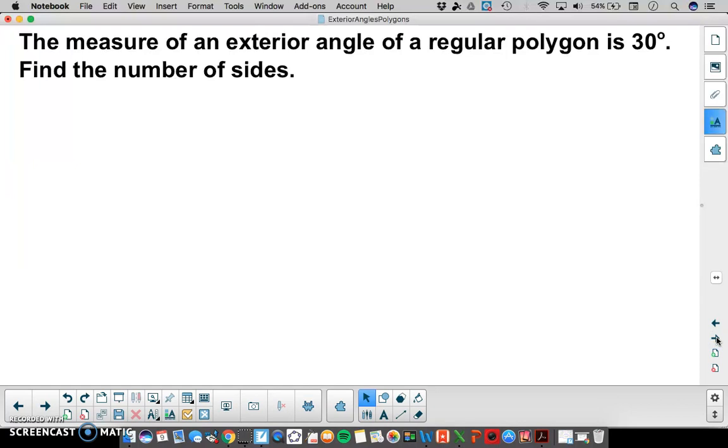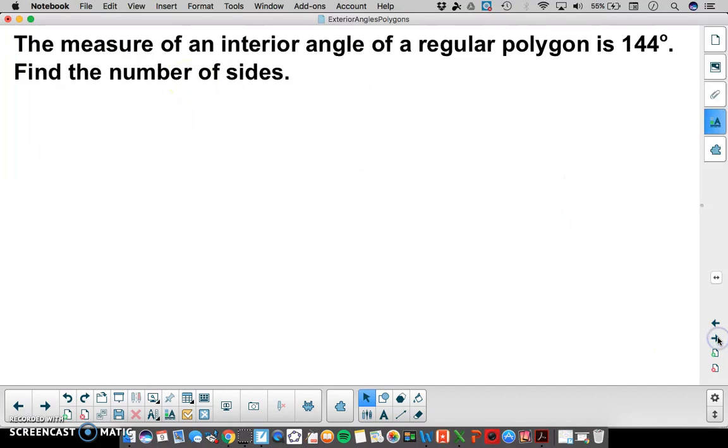The next example, the measure of an exterior angle of a regular polygon is 30 degrees. Find the number of sides. You're given just one exterior angle and you want to be able to classify the polygon. In this last example, we're given the measure of an interior angle is 144 degrees. Find the number of sides.